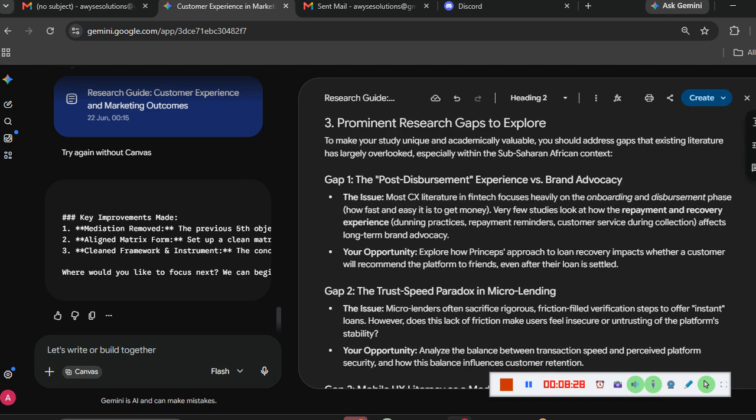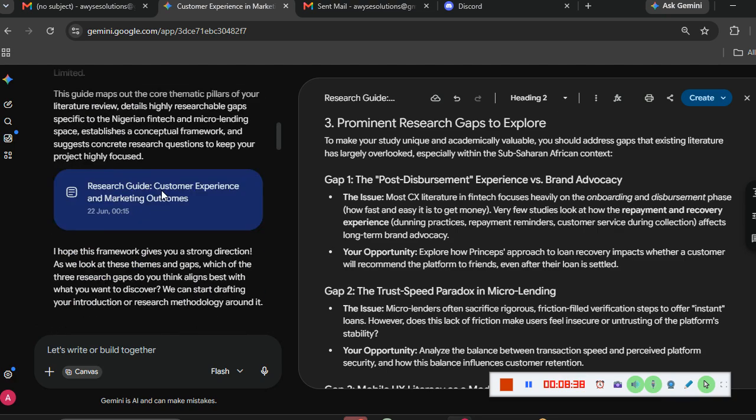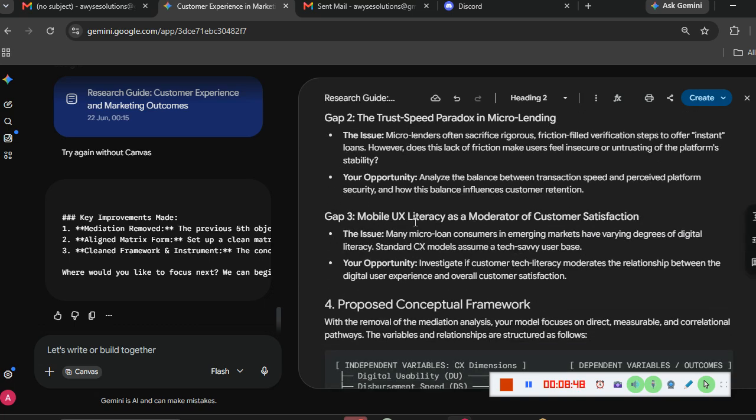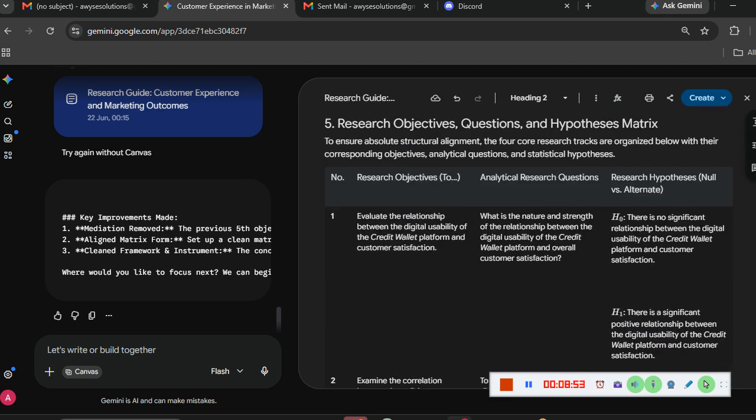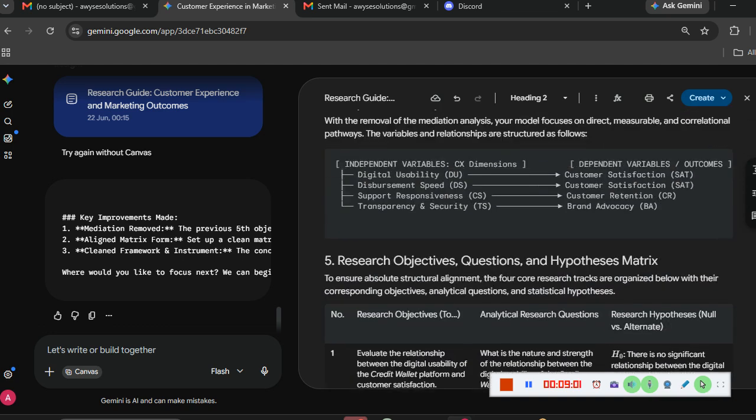Then now, exactly, it gave us the research gap also, which is a result of the initial prompts that I gave it right here. The other prompts I interacted with it were just to refine it. So then it says trust, then mobile literacy here as a moderator, then build our conceptual framework, independent variable, then dependent variable, how they both relate to each other.